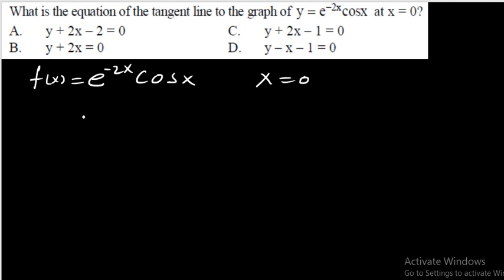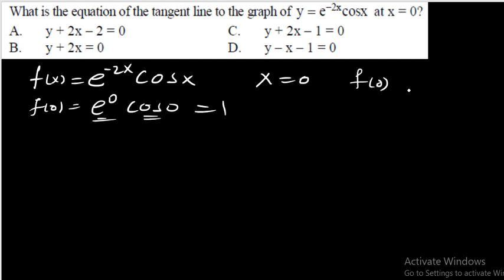That means first we have to get f of 0. When you substitute 0, f of 0 is e to the power of 0 times cosine 0. E to the power of 0 is 1, cosine 0 is also 1, so this is equal to 1. So we need to find the equation of the tangent line at (0, 1).